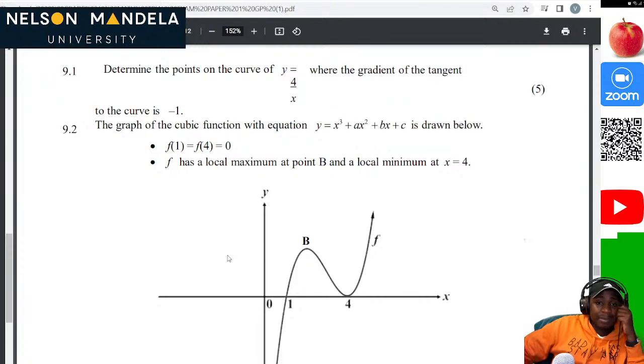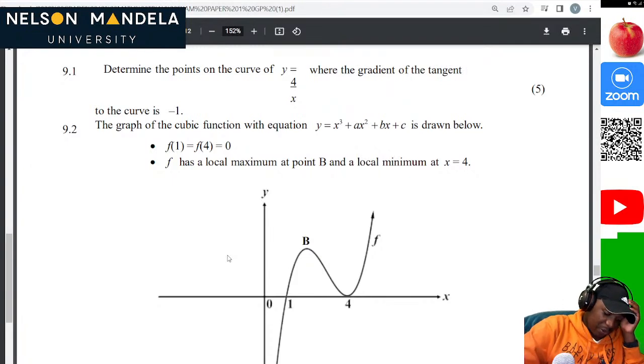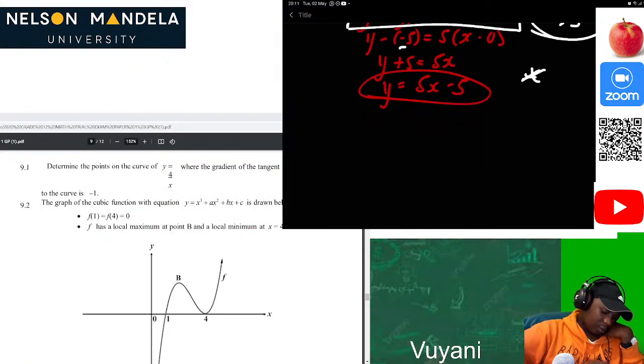So determine the points on the curve of y equals 4 over x where the gradient of the tangent to the curve is negative 1. Oh, okay, so they actually told us the gradient is negative 1. So definitely we can determine the points. According to what we also did earlier in this problem, we can solve this quickly. Let's solve it. Okay, cool. Now, let's go.